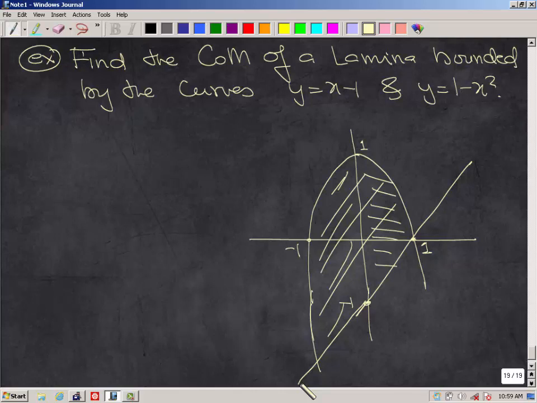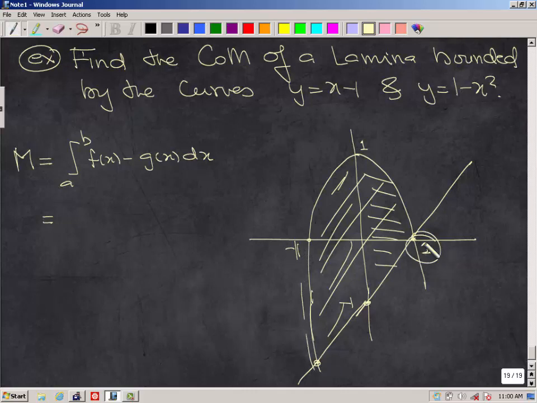So I need to find all my masses, all the things to do this problem. Let's quickly set this one up, and this will be our last problem. The mass m is given by this integral from a to b of f of x minus g of x dx. So where should we go from here? We need these points of intersection. Do you guys follow?